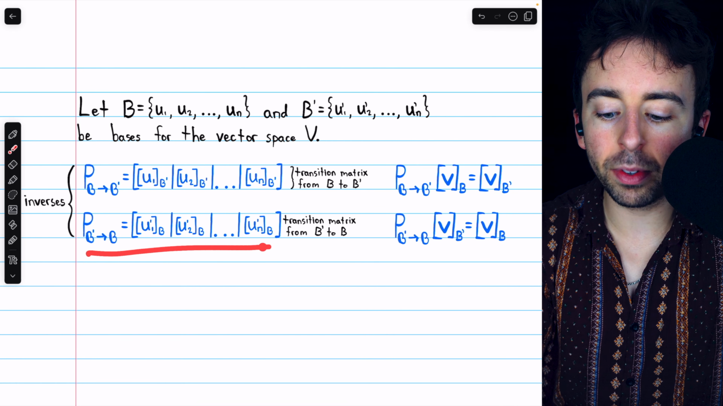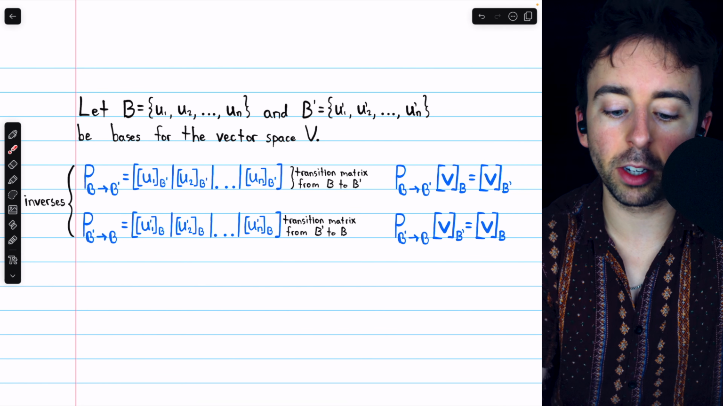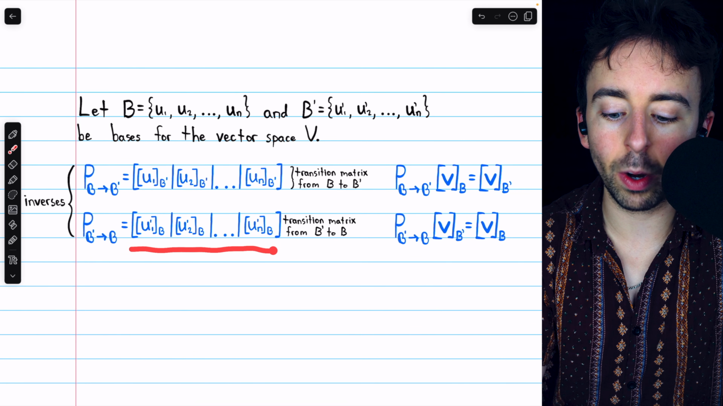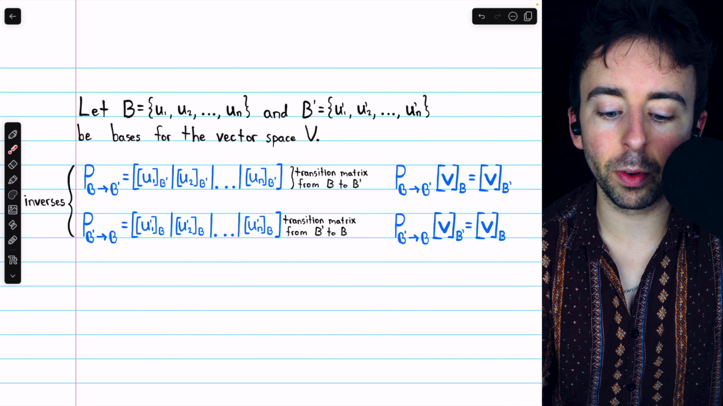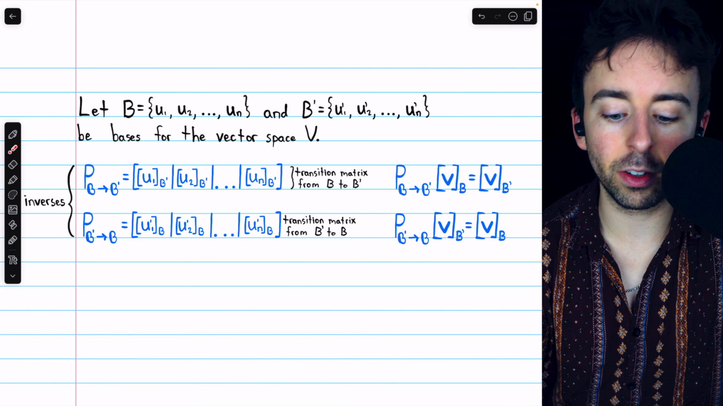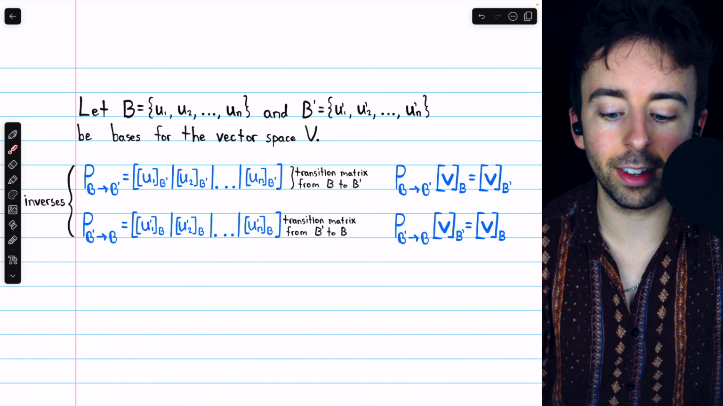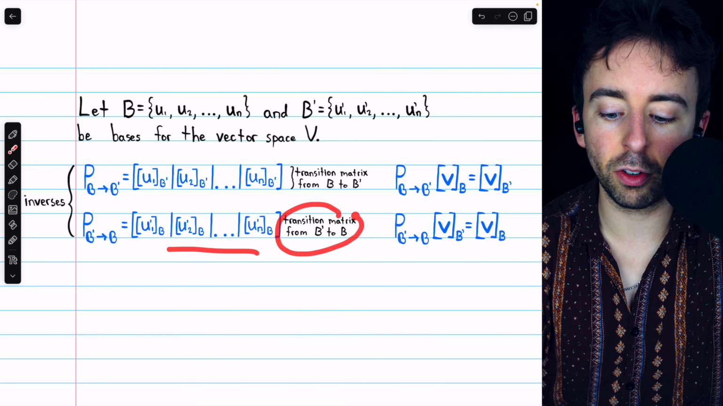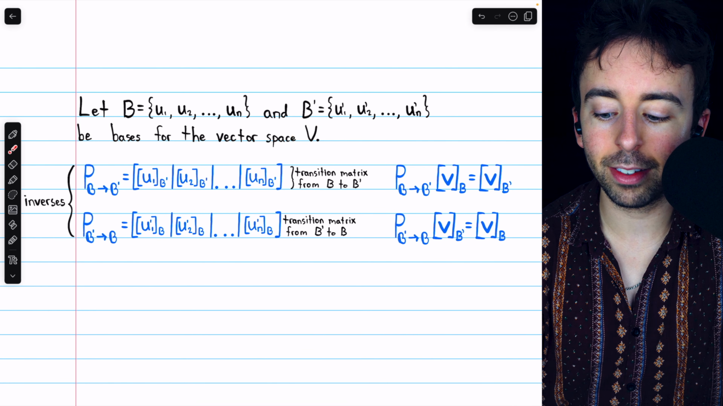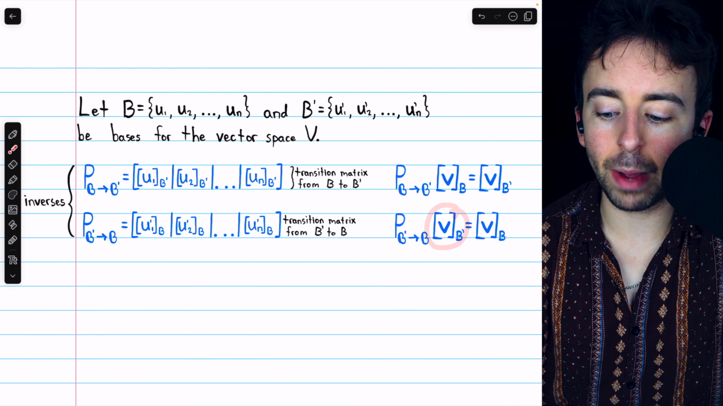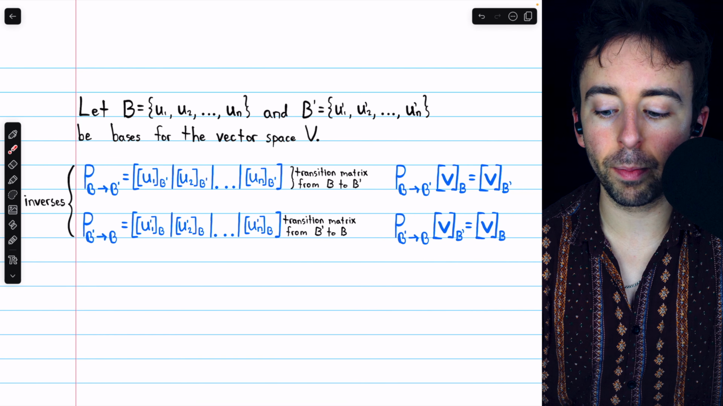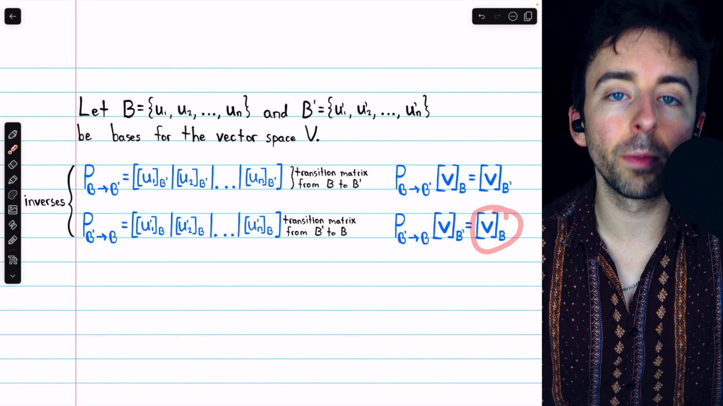And we can go the opposite direction in a similar way. If we want to transition from the new basis to the old basis, we use this transition matrix. Its first column, for example, is the coordinate vector of the first new basis vector with respect to the old basis, and so on. This is the transition matrix from B prime to B. If we take any vector v from this vector space, its coordinate vector with respect to the basis B prime can be multiplied by this transition matrix from B prime to B to get the coordinate vector with respect to B.